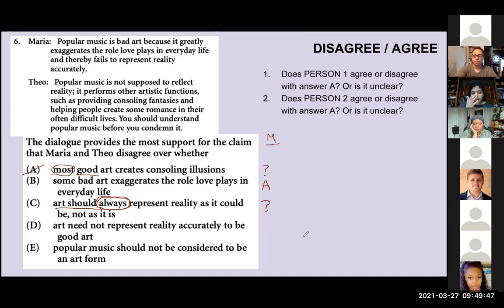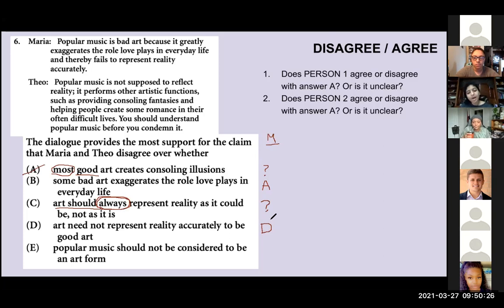And then D, art need not represent reality accurately to be good art. What do you guys think about that one? D is saying, well, art doesn't need to represent reality accurately for it to be good art. I think she definitely disagrees with that. Exactly, right? Her statement is against that, because she's talking about a type of art where she's saying, well, it's bad because it doesn't represent reality.